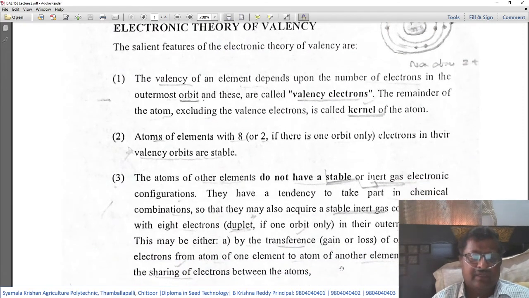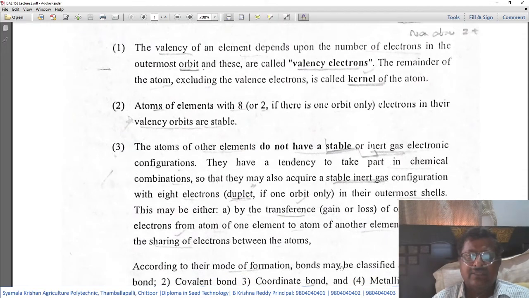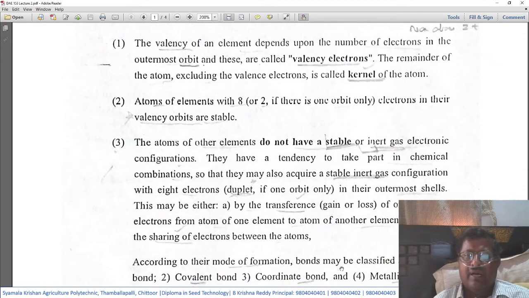Number 3, the atoms of other elements do not have a stable or inert gas electronic configuration. The atoms of elements other than this configuration will not be stable, or will not be in an inert gas electronic configuration. They have a tendency to take part in chemical combination. That means when they are not stable, they are prone to participate in chemical reactions, so that they may also acquire a stable inert gas configuration.